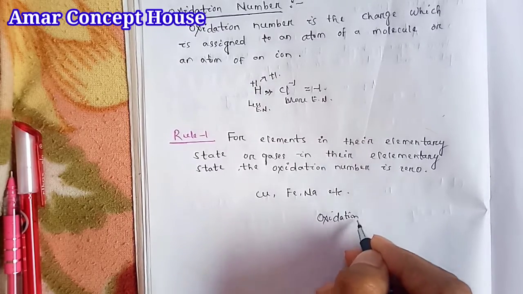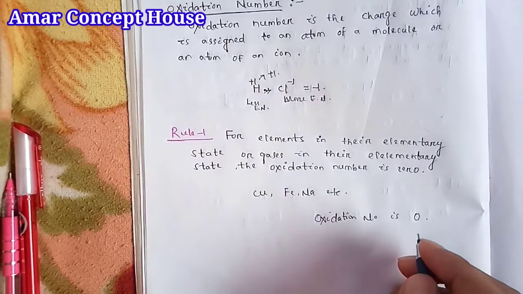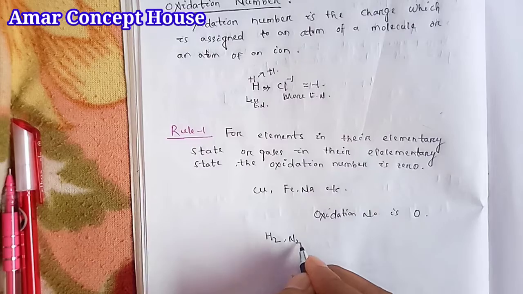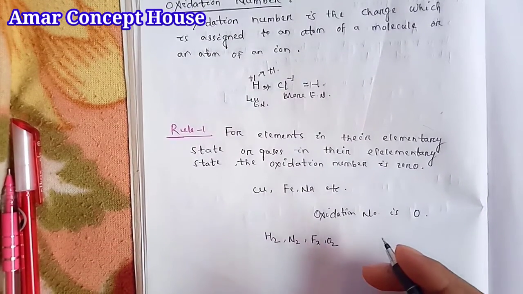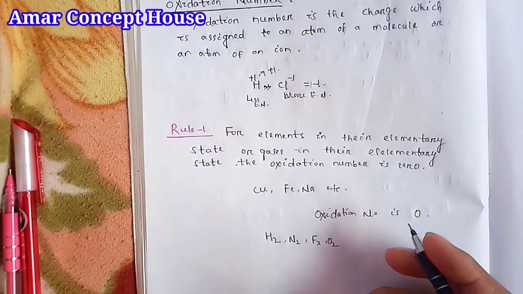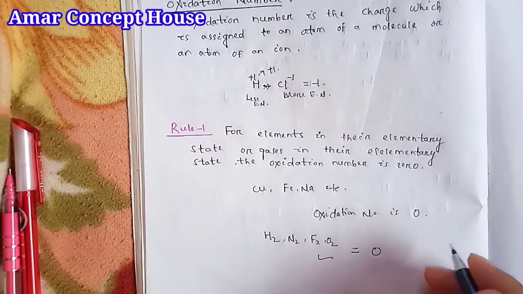Oxidation number is 0, not in compound state. Okay? And gases like H2, N2, F2, O2, etc., if these are present in their natural state, the oxidation number of these gases is also 0. Understood? Clear?